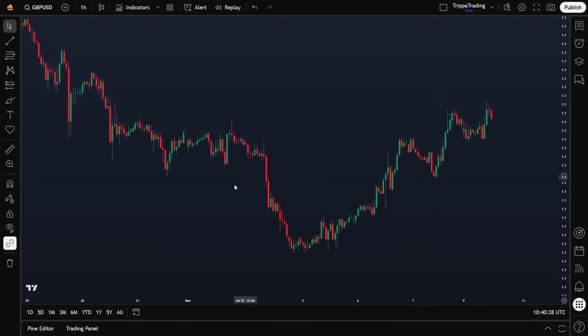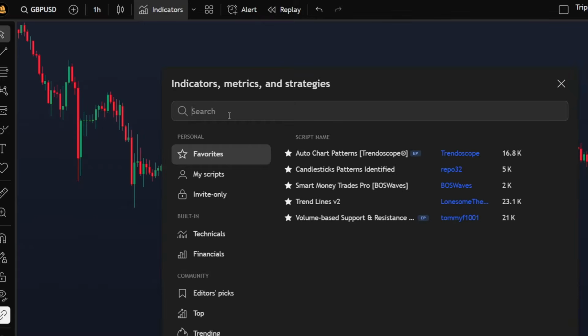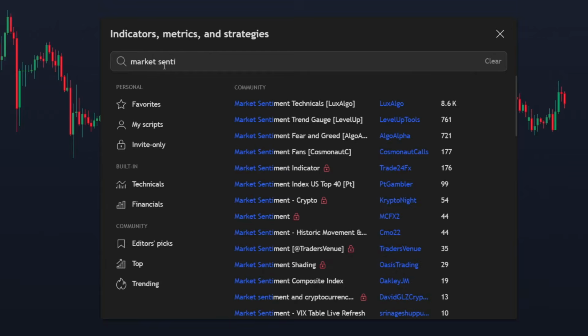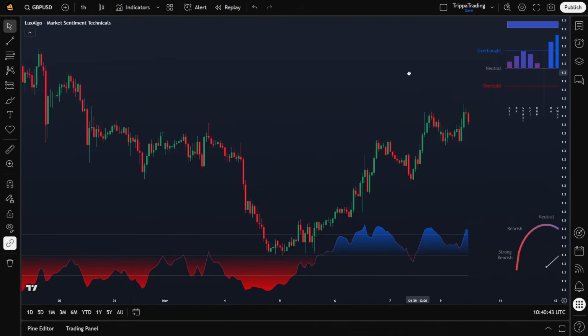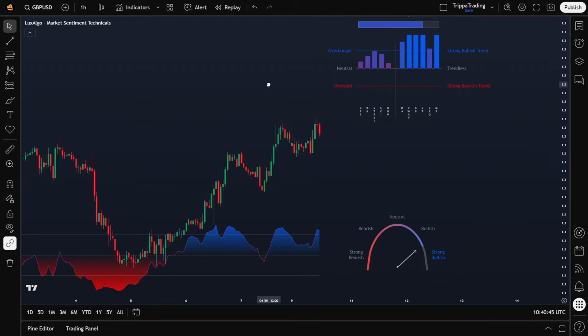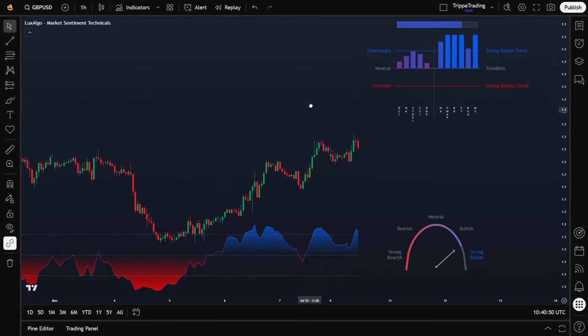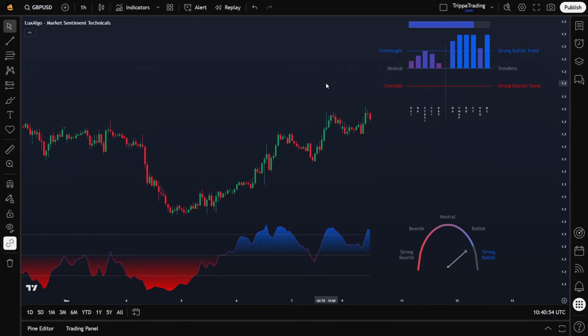All right, let's open TradingView. Click on Indicators and search Market Sentiment Technicals. Choose the one by LuxAlgo. Once it's on your chart, you'll notice it immediately overlays several components right on top of your price chart. At first glance, it might look complex, but once you understand what each part does, it's actually one of the most powerful multi-indicator tools you can have.